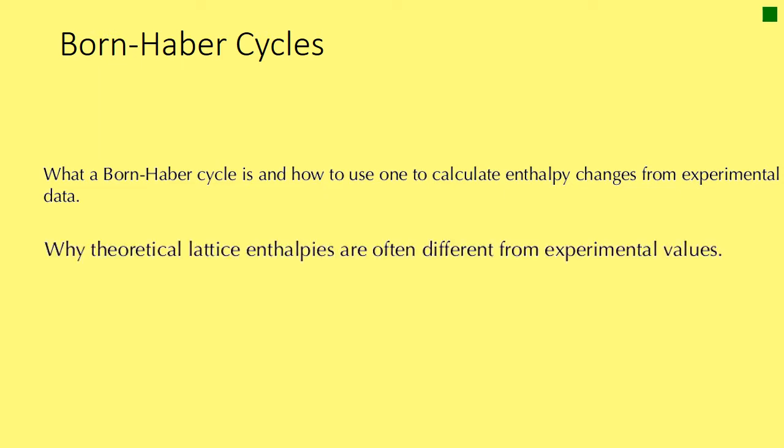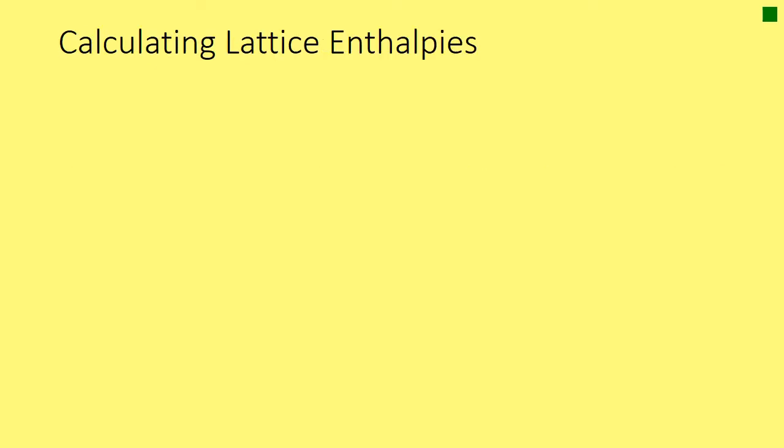That's number one. And then we have to consider these theoretical lattice enthalpies and how they're often quite different from experimental values. We have to understand why. Now, as we said before, we can't calculate lattice enthalpies directly, and we need to do it using a Born Haber cycle, which involves a few different steps, each of which is provided by an experiment. So what we're going to do is have a look at a Born Haber cycle in order to calculate the lattice enthalpy of sodium chloride.